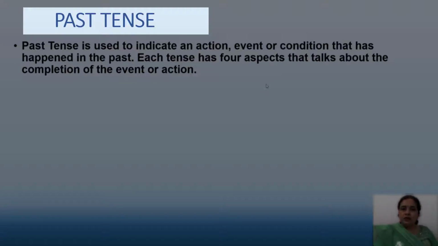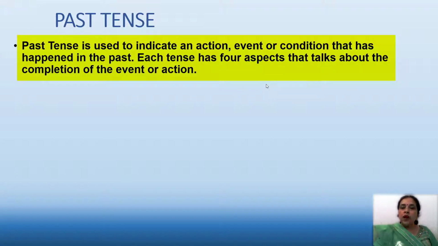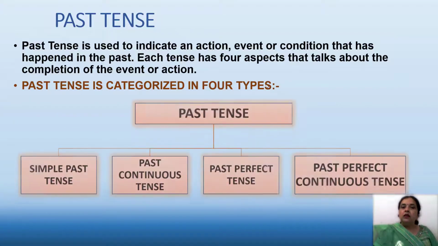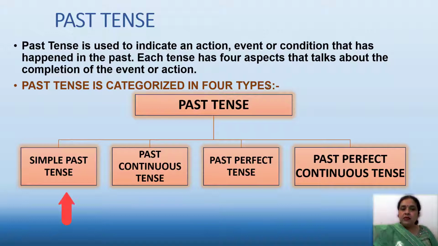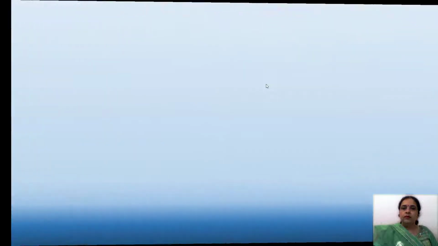What is the past tense? Past tense is used to express an action or event or condition that has happened in the past. That means the work that was started in the past and also completed in the past. It has nothing to do with the present. Each tense has four aspects that talk about the completion of the event or action. These four types are simple past tense, past continuous tense, past perfect tense and past perfect continuous tense. Let's start with simple past tense.